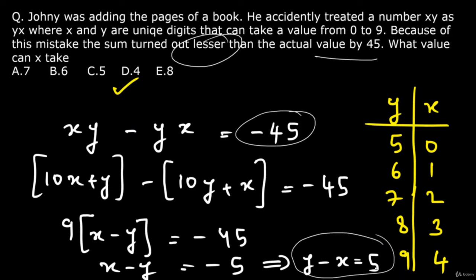Now if y minus x is equal to 5, what are the values that these y and x can take? You can have y is equal to 5 and x is equal to 0, or 6 and 1, 7 and 2, 8 and 3, and 9 and 4. So these are the 5 possibilities. We need to find the value that x can take. So x can take any value from 0 to 4, right? And over here in the options, you only have one number in this range. Therefore, the correct answer is option D, that is 4.